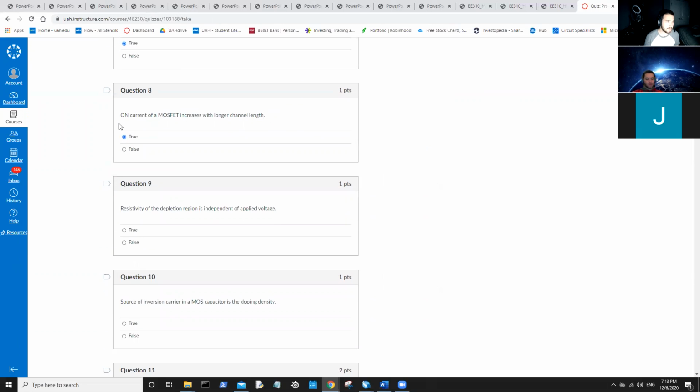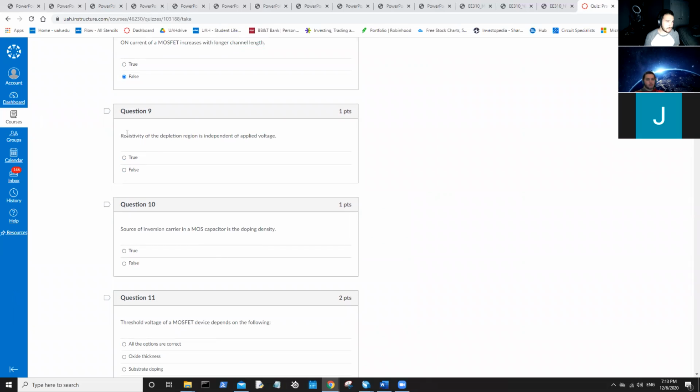All right, yes, true. And then over here, on current of a MOSFET increases with longer channel length. Well, when a channel is longer, it has a higher resistance. If you think of Ohm's law, V equals IR, and rearrange it to solve for current, you have V over R equals I. The longer the channel length, the higher the resistance, the lower the current at a standard constant voltage. Therefore, this is false, it decreases. That's just an Ohm's law thing, because the longer the channel length, even if it's a low resistivity material, it still increases the resistance more than if it were shorter.